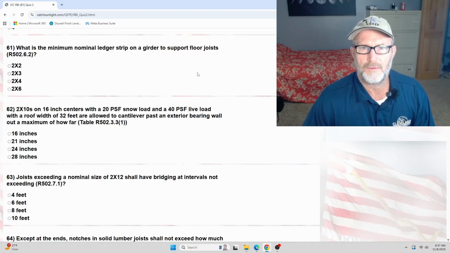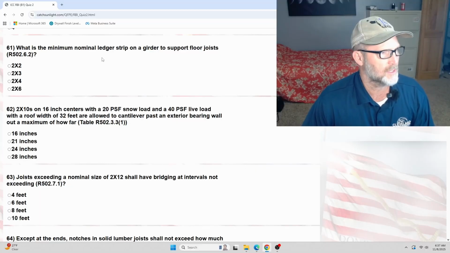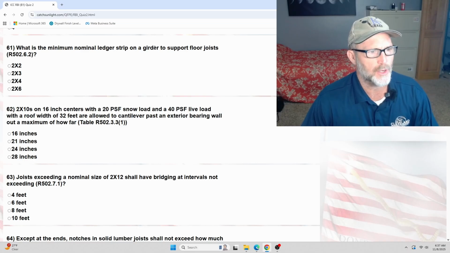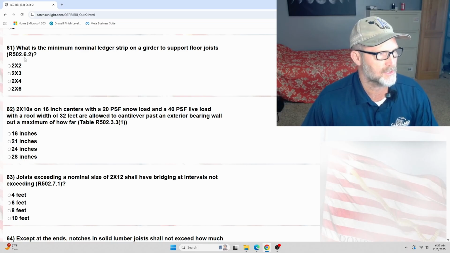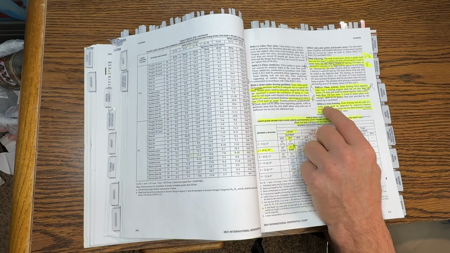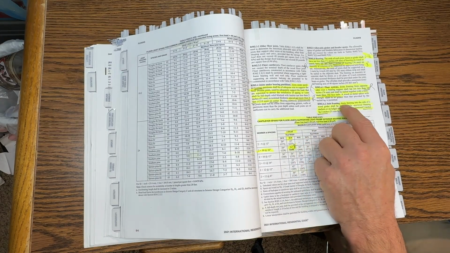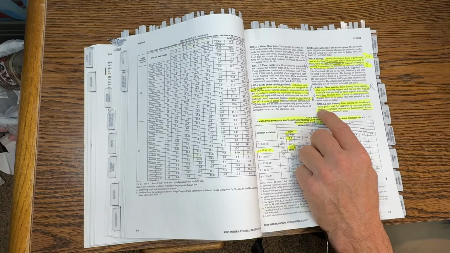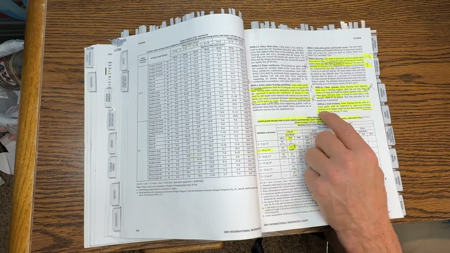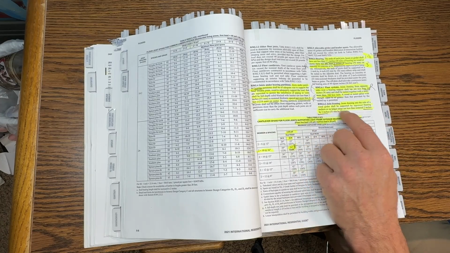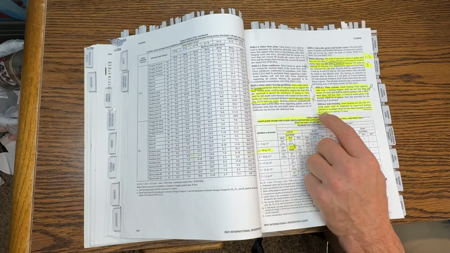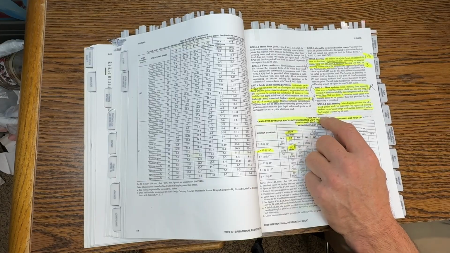I'm going to go through, read the questions, and show you the code references and give applicable commentary where it's necessary. Okay, let's start with problem 61 on this video. What is the minimum nominal ledger strip on a girder to support floor joists? Section R502.6.2 says joists framing into the side of a wood girder shall be supported by approved framing anchors or on ledger strips not less than nominal 2 inches by 2 inches. So 2 by 2 is the answer there.